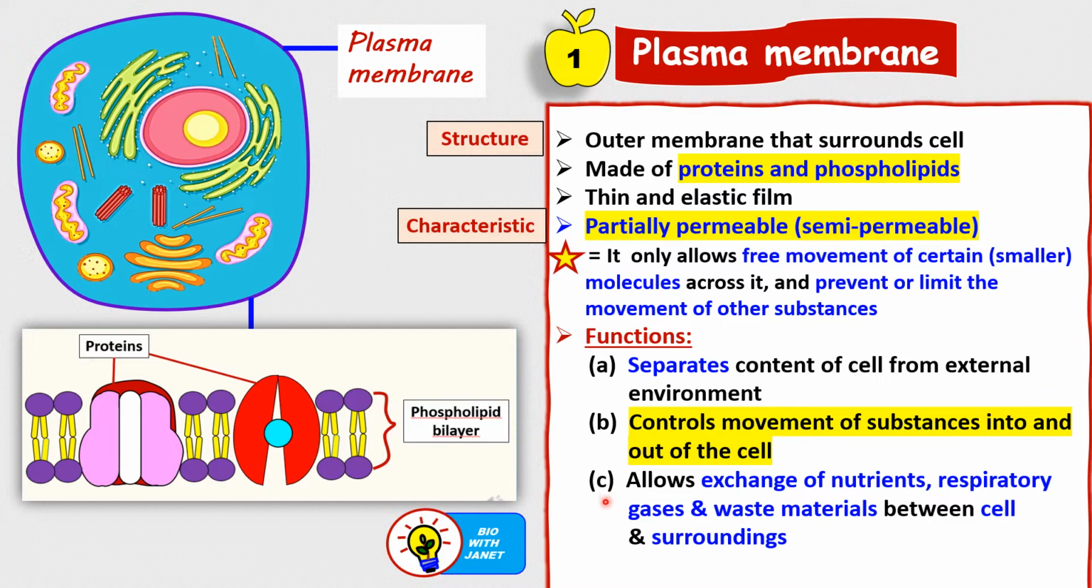So C, another function of it is it allows the exchange of nutrients, respiratory gases, and waste materials between the cell and surroundings. For example, respiratory gases here are oxygen and carbon dioxide. Oxygen is used in cellular respiration, and it can diffuse into the cell from the surrounding fluid that's outside the cell. Carbon dioxide that is formed through cellular respiration can diffuse out of the cell. Okay, so in that way, the plasma membrane allows the exchange of respiratory gases between the internal parts of the cell and the surroundings. And for nutrients, glucose can diffuse into the cell through the plasma membrane.